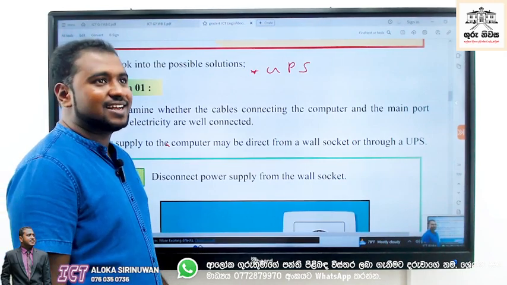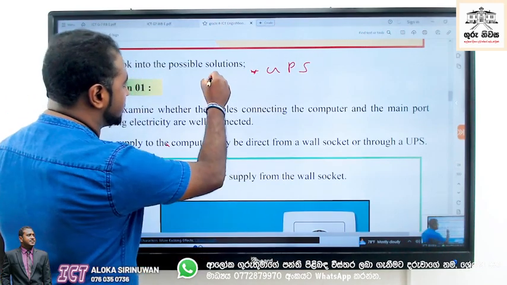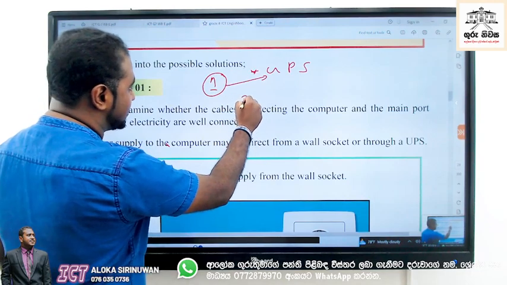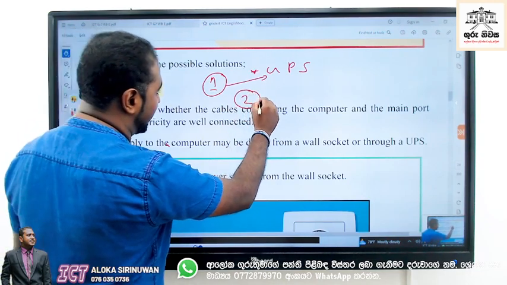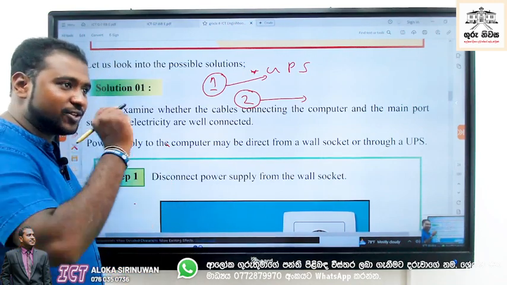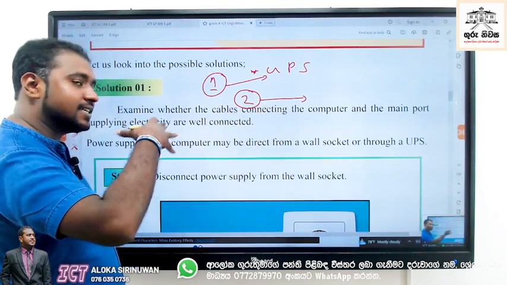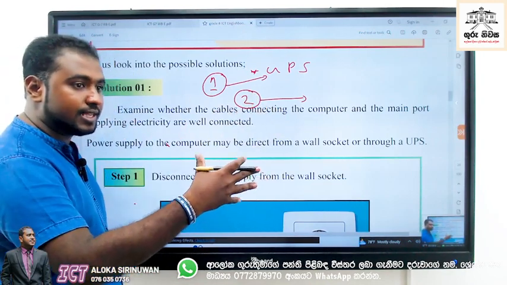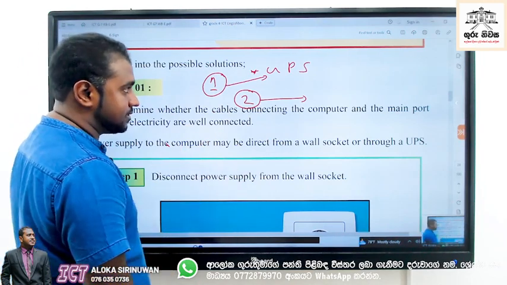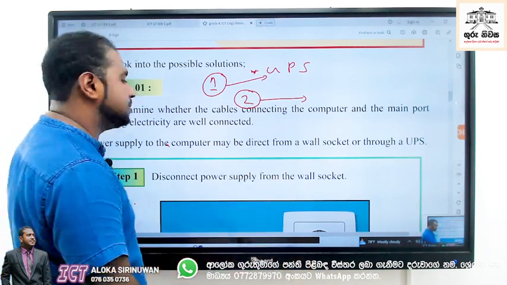Understand? Right. So there are two solutions. One solution is for the computers connected with the UPS, and the second solution is for the computers which are not connected with the UPS. Understood? Let's see first what happens and how we can solve the problem for the UPS connected computers.